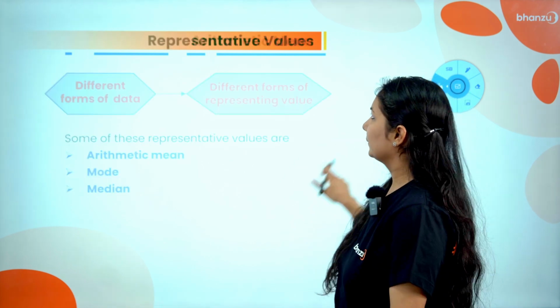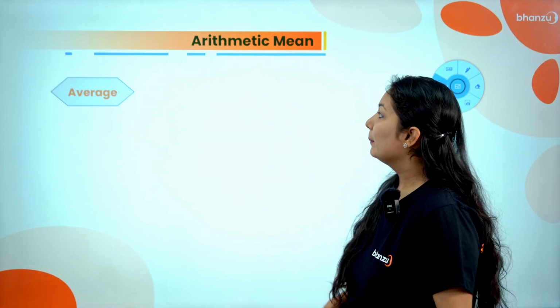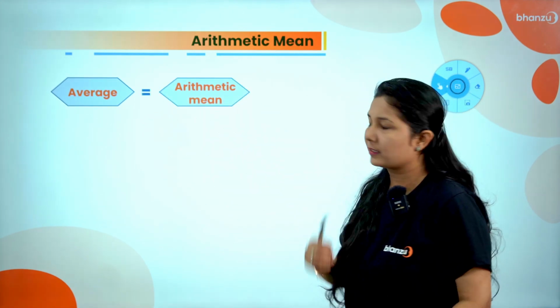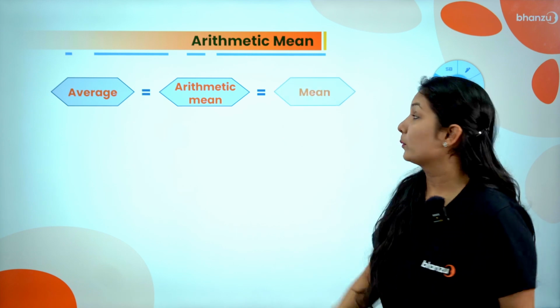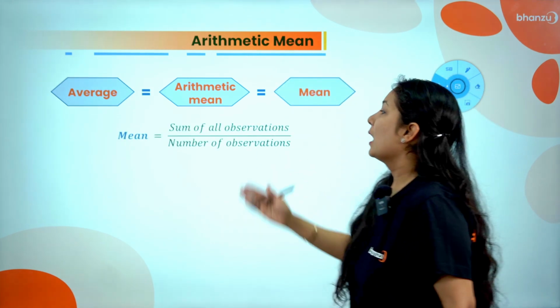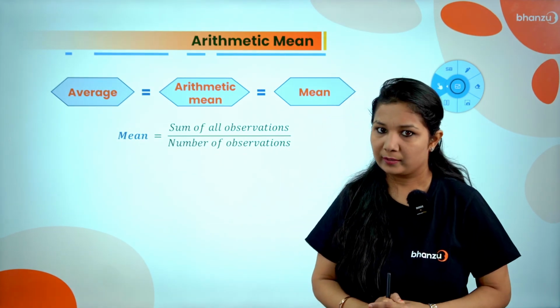So let's start. What is arithmetic mean, right? Mean is average. It's also called average. It can be called as arithmetic mean, or in some textbooks you might see it as mean. But what is this mean? Mean is sum of all observations upon number of observations, right?